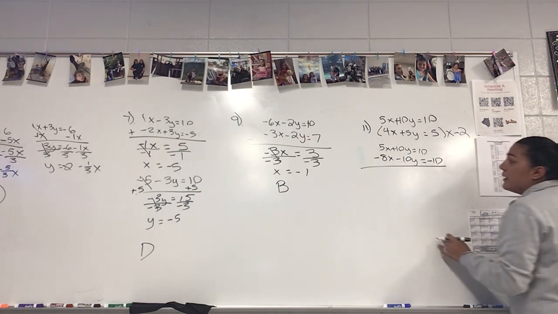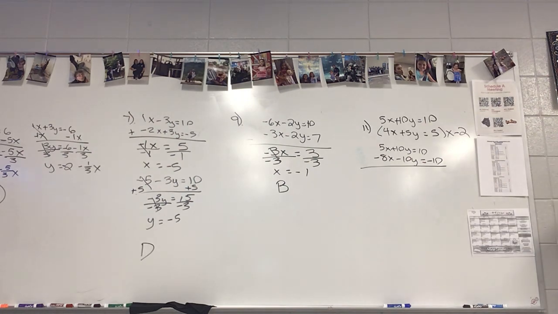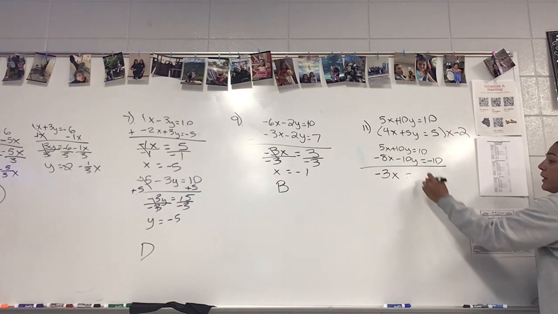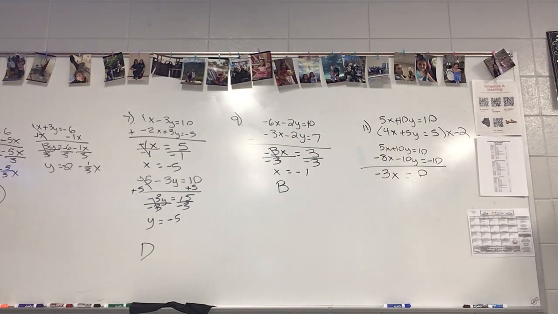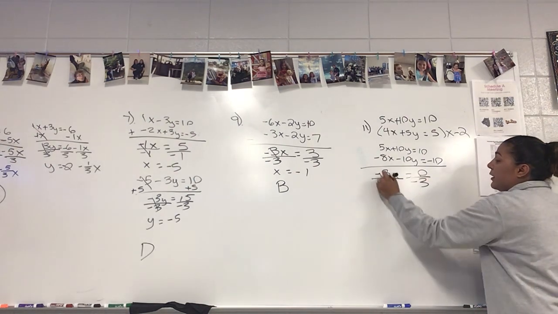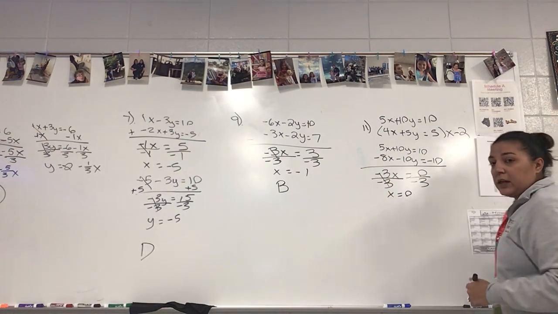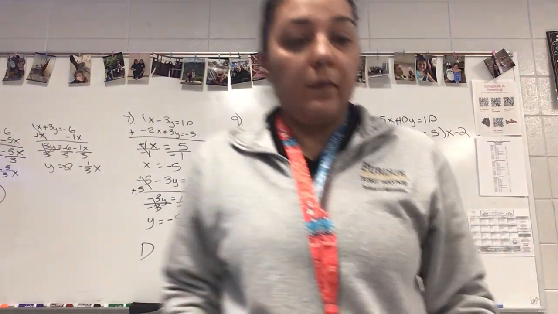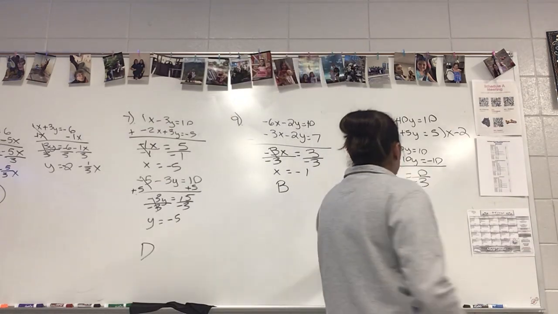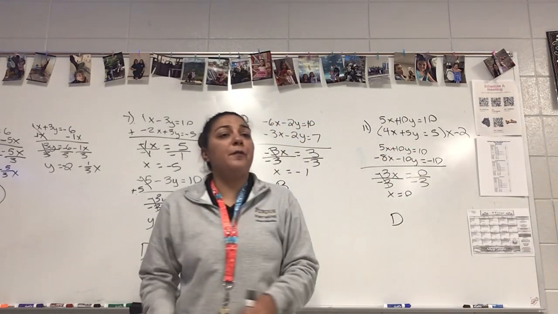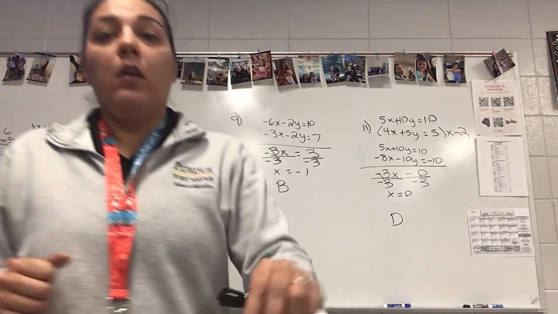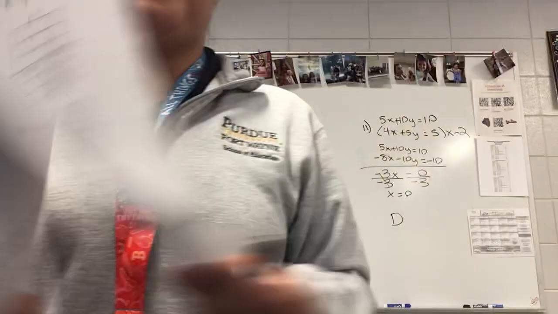Okay, and now we can add these together. What is 5 plus negative 8? Negative 3x, and then you're going to get equals 0. So you're going to divide by 3, and you get x equals 0. What can we eliminate? Everything except for D. So this one's kind of the same. You don't have to go through and finish the problem. As soon as you know one of the answers, just stop.